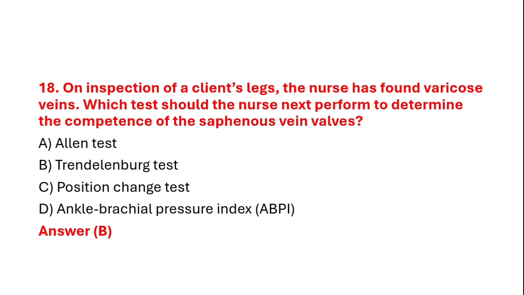Question number 18. On inspection of a client's leg, the nurse has found varicose veins. Which test should the nurse next perform to determine the competency of the saphenous vein valves? Option A, Allen test. Option B, Trendelenburg test. Option C, position change test. Option D, ankle brachial pressure index. Correct answer is option B, Trendelenburg test.